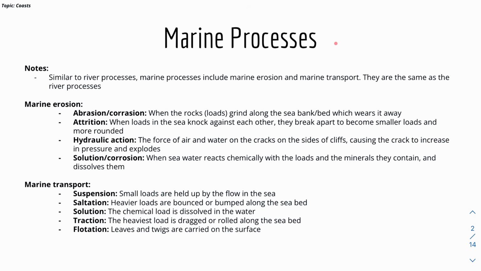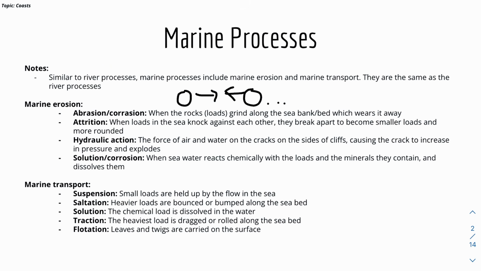Starting with marine processes. These processes are similar to the river processes that we saw in the last video. So we have marine erosion and marine transport, where marine erosion includes these four processes, which are abrasion or corrosion, which is when the rocks or the loads grind along the sea bank or bed, which wears it away, as well as attrition, where two loads or two rocks knock against each other. So let's say this is a rock and this is a rock. They hit against each other, which results in small bits falling off, and that's attrition.